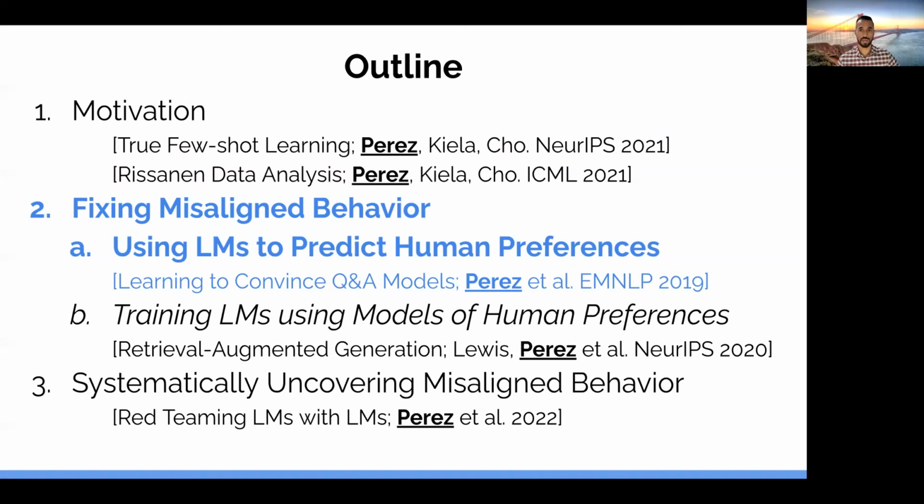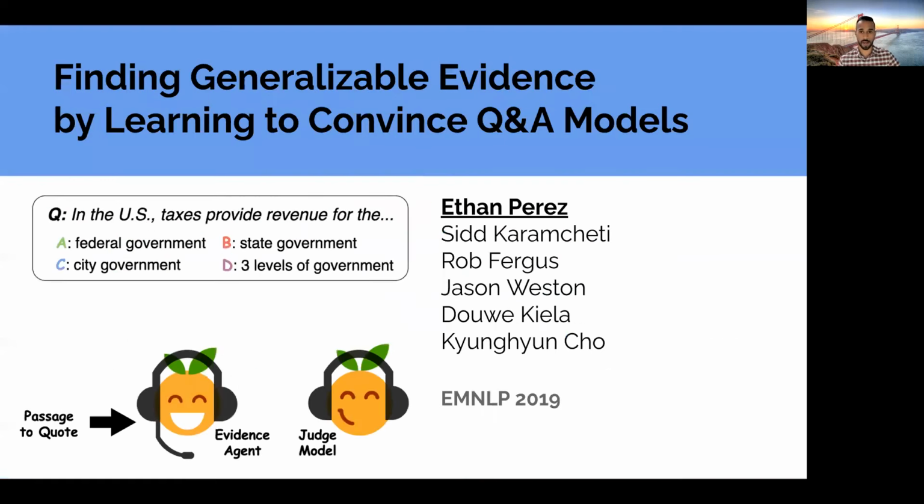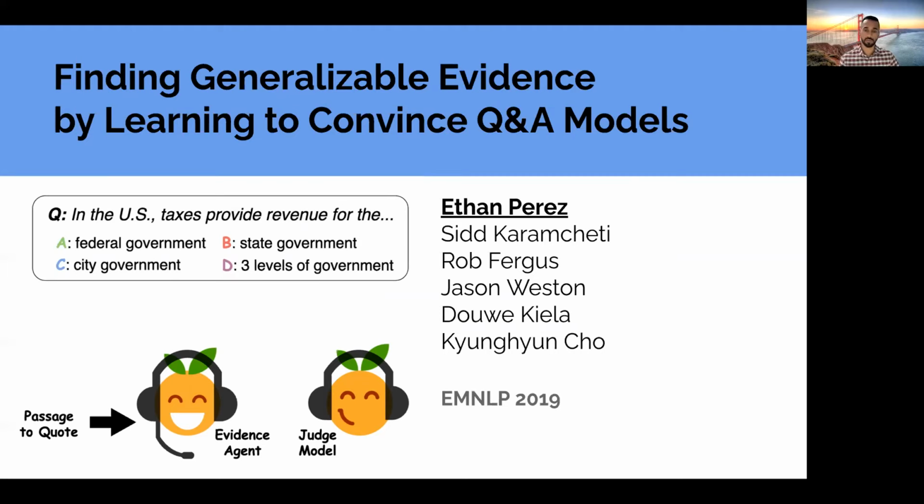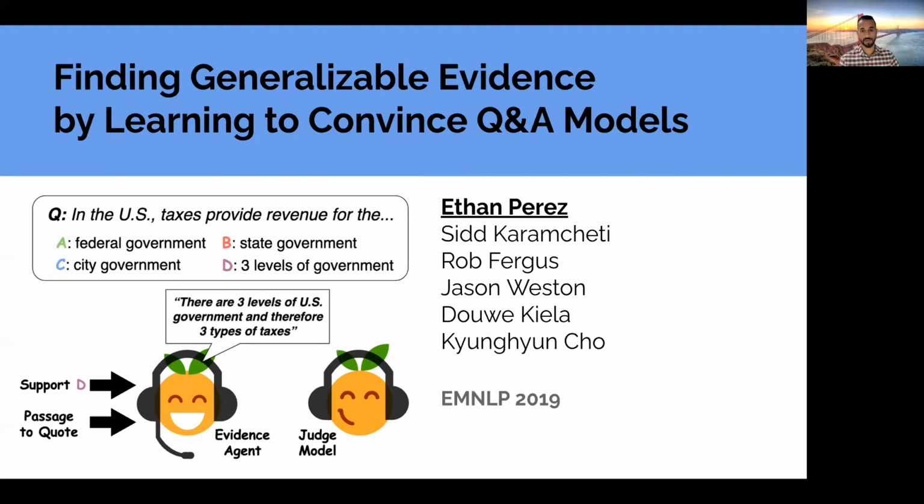That's the question that we answer in this first paper that I'm going to dive into, on finding generalizable evidence. Essentially, we examined whether models can accurately predict human preferences on the task of evaluating evidence. Can language models properly predict when some certain evidence is going to be convincing support of a particular answer to a question?